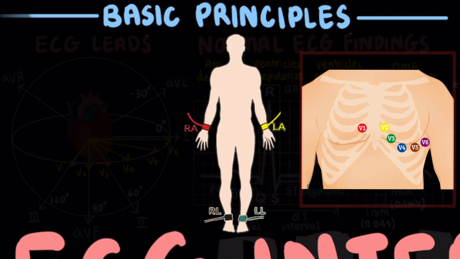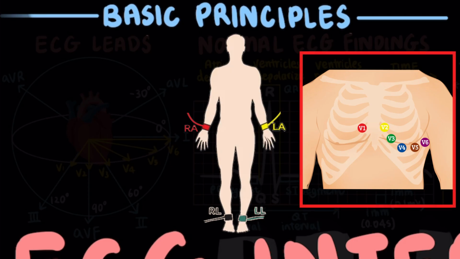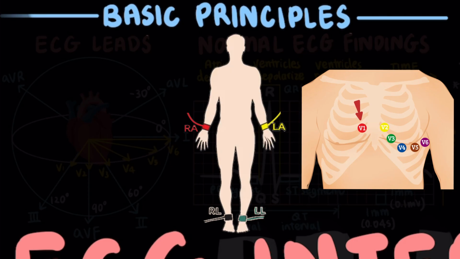Next, we place 6 chest electrodes, called the precordial electrodes, directly on the chest. V1 goes in the 4th intercostal space just to the right of the sternum. V2 also goes in the 4th intercostal space, but just to the left of the sternum. V4 is placed in the 5th intercostal space along the mid-clavicular line. V3 goes midway between V2 and V4.